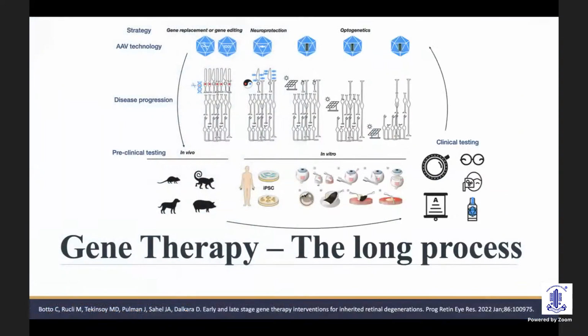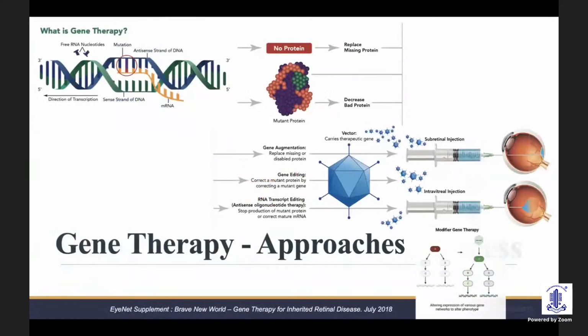This development is a very long process, because you have to first identify the genes which you may target. You have to identify the vectors. You have to develop animal models for it. You have to do preclinical testing in them, do in vitro testing, and then come on to clinical testing. First, phase 1, phase 2, the safety testing, and then see whether there is any efficacy or not. So it's a very long process that we are talking about.